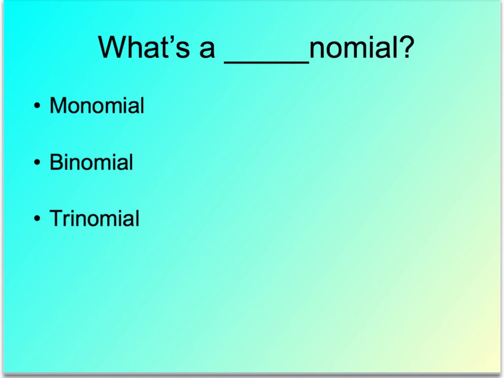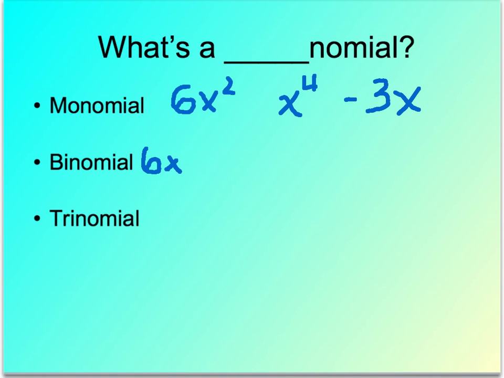Okay, a monomial is a single term. So an example of a monomial would be 6x squared or x to the 4th, negative 3x, anything like that. A combination of variables, exponents, and coefficients. A binomial is just 2 of them put together. So you might have 6x squared minus 3. That would be a binomial because there are 2 terms.